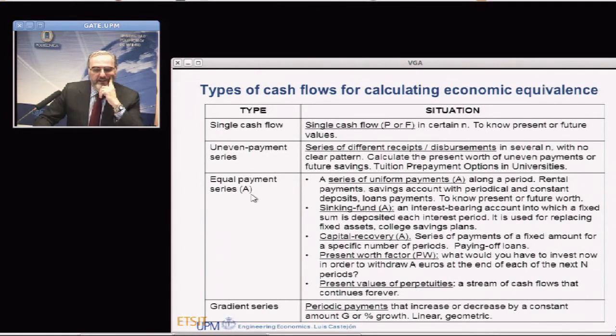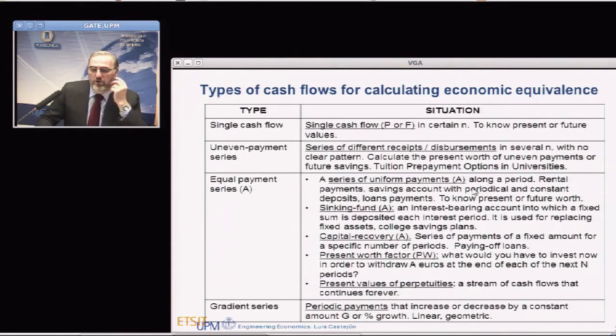What is an equal payment series? We call equal payment series the periodical payment every month or every year, I mean the payment or the receipt. If we are receiving money or paying money, always the same amount. So in that sense, this is a series of uniform payments. Which kind of real things are similar to this type of cash flow?